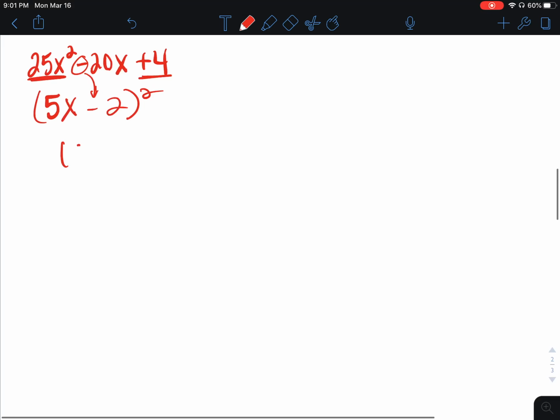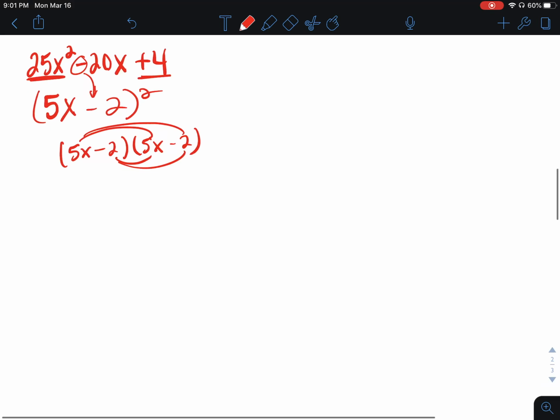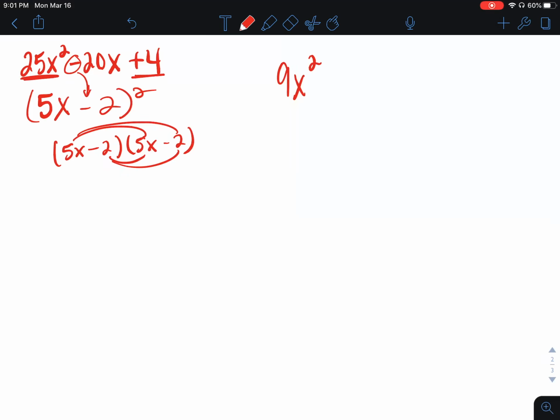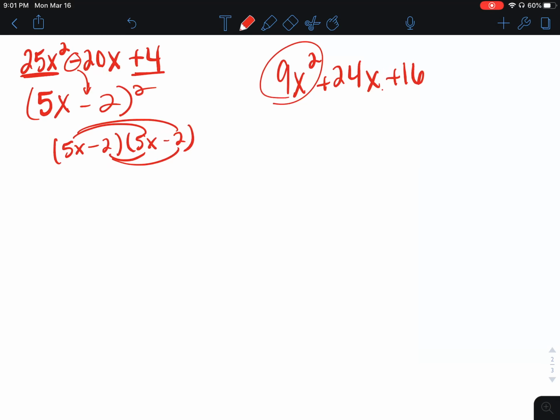You can always check it too. So you could do 5x minus 2 times 5x minus 2, and you can do the FOIL and see if it checks out, and it will. Okay. All right. Let's try another one. So let's look at 9x squared plus 24x plus 16. So again, take the square root, take the square root. So square root of 9x squared is going to be 3x. The square root of 16 is 4. This first sign is a plus, so this is a plus and squared. And that's it. Simple as that.